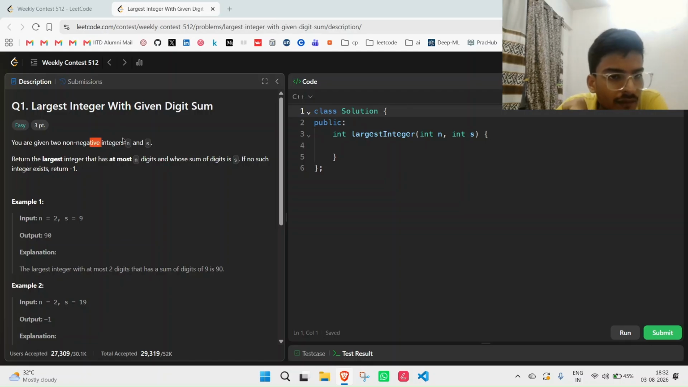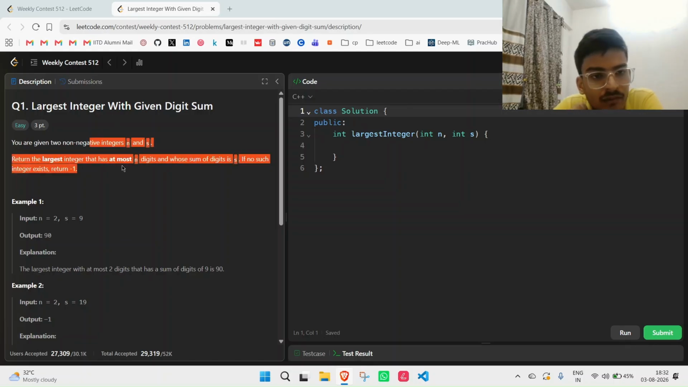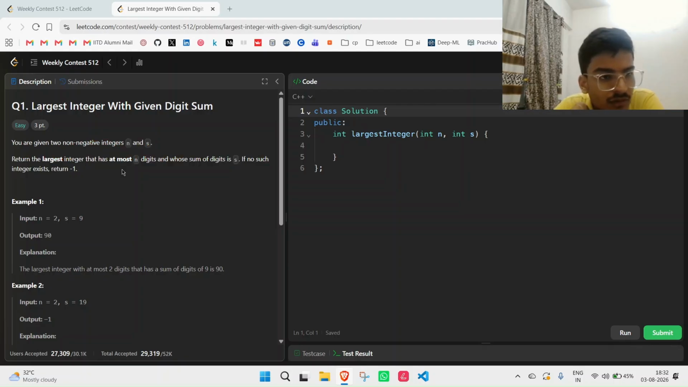You are given two integers n and s. Return the largest integer that has at most n digits and whose sum of digits is s. If no such integer exists, return -1. We have at most n digits and the sum of the digits is s. We have to return the largest integer that has at most two digits and sum of digits is 9. That is 90.